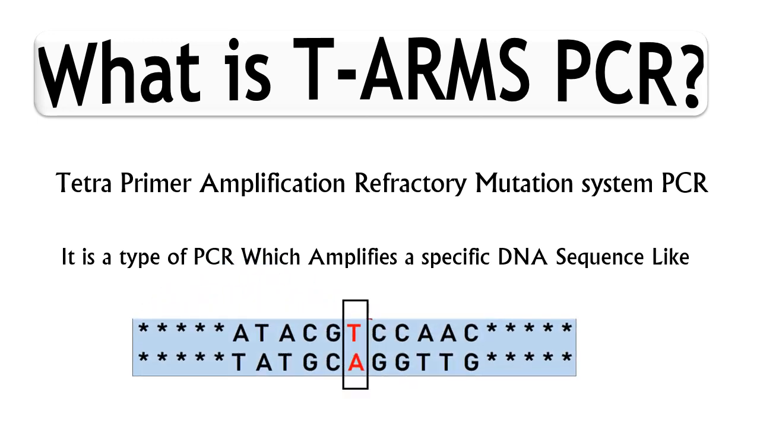Like we can see in this figure, there is a T nucleotide at a certain position. A T-ARMS PCR designed for this DNA sequence will amplify those DNA sequences when they have a T nucleotide at this position. And when a T nucleotide is not present at this specific point, then those DNA sequences will not be amplified. So T-ARMS PCR is a nucleotide-specific PCR, and on the basis of T-ARMS PCR, we can differentiate between different DNA sequences at the nucleotide level at a specific point only.